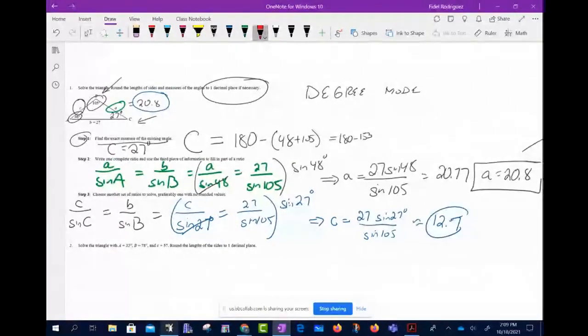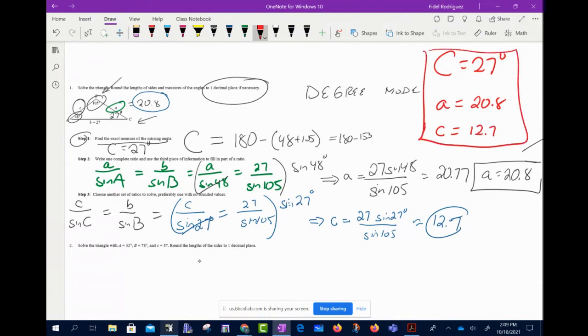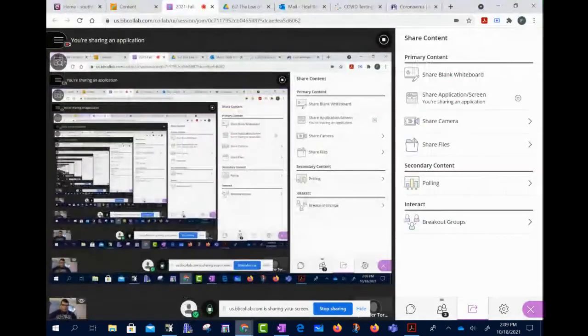We found that angle C was 27 degrees, little side A was 20.8, and little side C was 12.7, and we went ahead and solved our triangle.